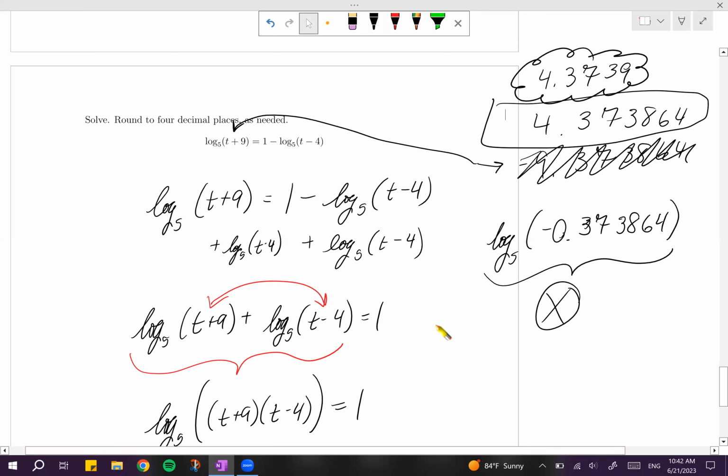Sometimes if you get 2 solutions and it says you should only have 1 solution, then you need to check and make sure that, oh, well, maybe one of them should never happen. And the second one was like that. It could never happen because you would get a negative number in your logarithm, which doesn't exist.